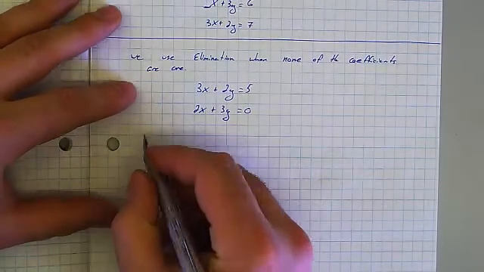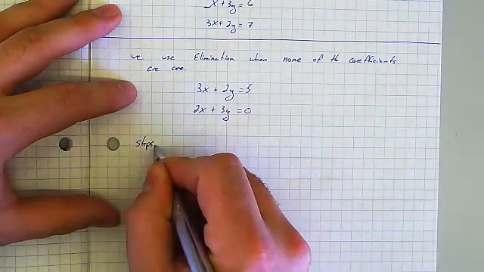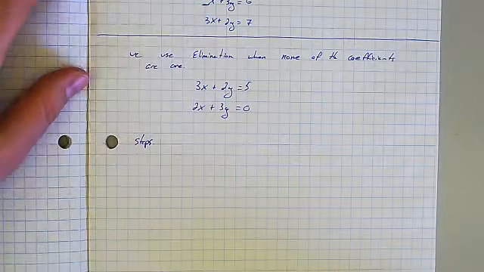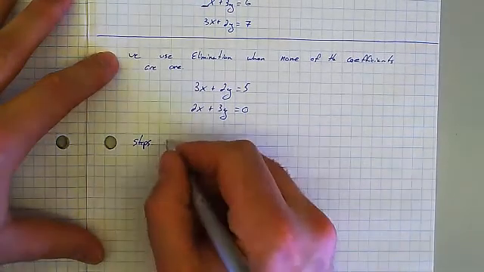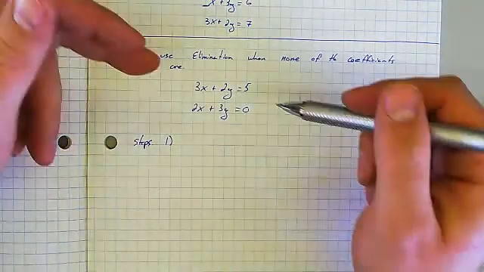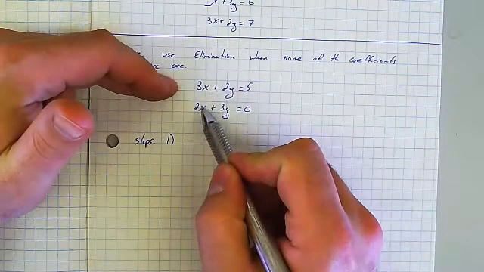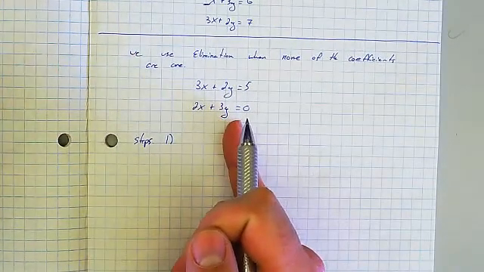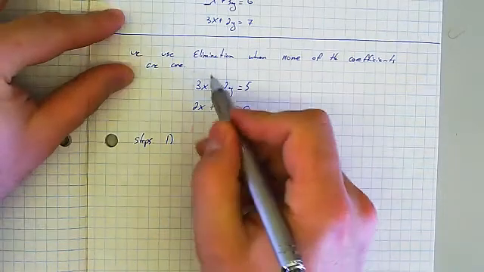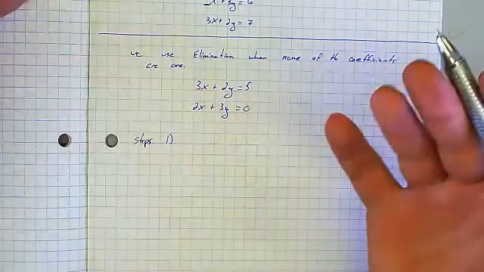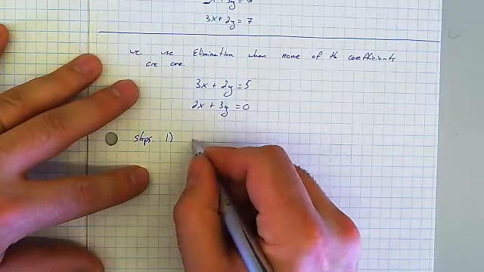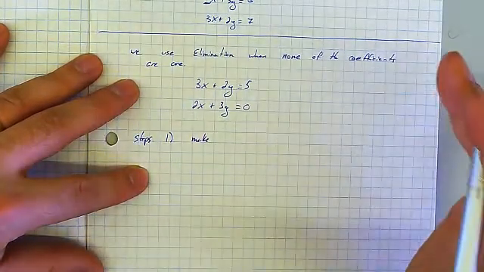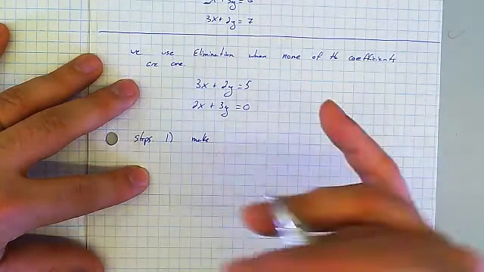The steps for elimination. Your first step is to look at your two equations and pick one of the variables. We want the two coefficients, either the x's or the y's in front of them, to be the exact same. If they're not the exact same, we can multiply everything in the equation to make them the same. Doesn't matter which one you pick.